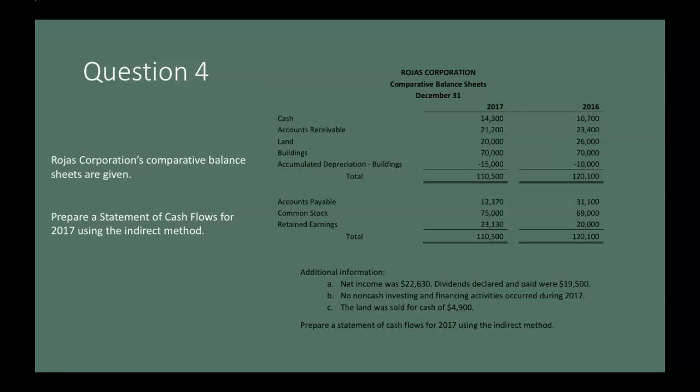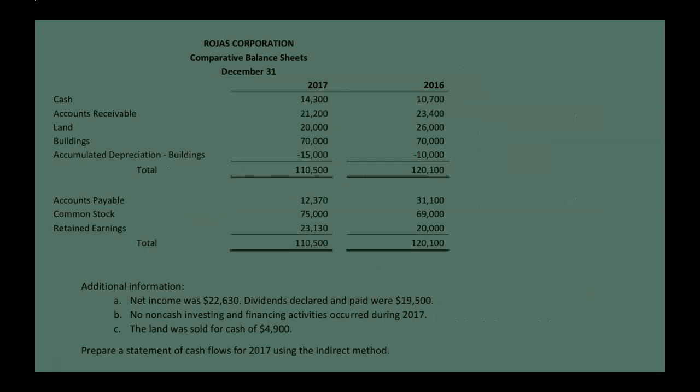And then we have some additional information down at the bottom. It says net income was $22,630. Dividends declared and paid were $19,500. There were no non-cash investing and financing activities. And the land was sold for cash of $4,900. So we're going to use all of this information here to prepare the statement of cash flows.